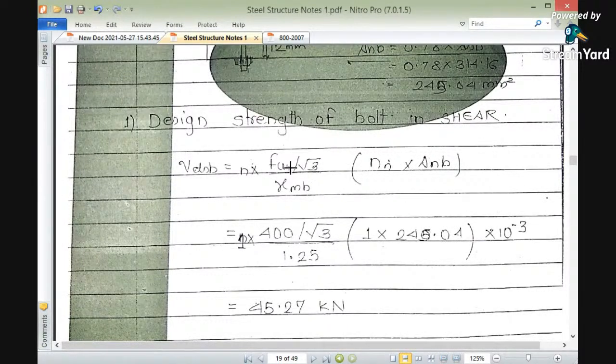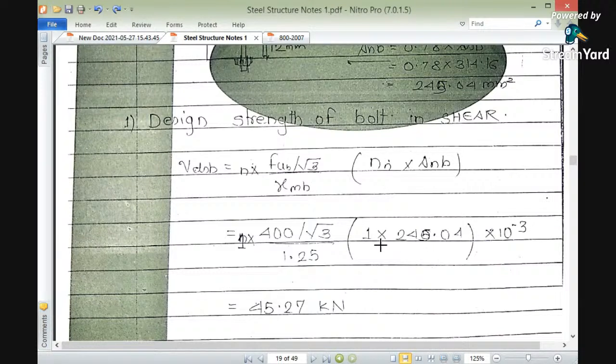The values are simple. f_ub is 400, divided by square root of 3, and gamma_mb is 1.25. That is the partial safety factor, which again has to be taken from the IS code. This 1.25 is taken from the IS code.